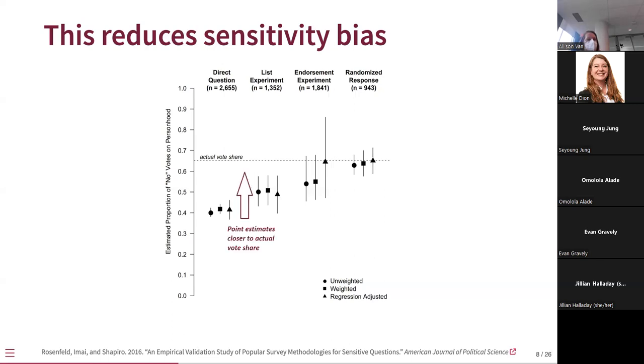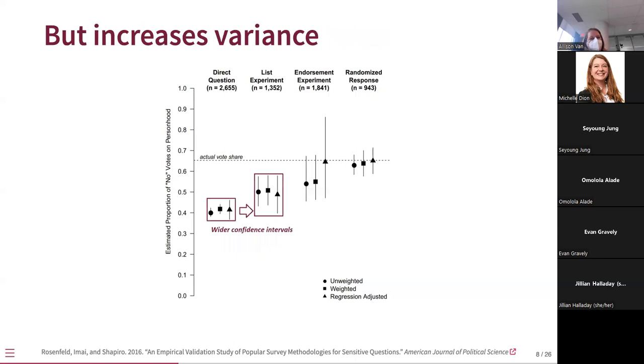When we do an elicit experiment, we get point estimates that get closer to the actual vote share. So that's what we call a reduction in sensitivity bias. We're still not there, and there are ways we can get closer to the actual responses. But what we're seeing here is an improvement. We're getting closer to the actual vote share. The downside of this is that this increases the variance of the estimates.